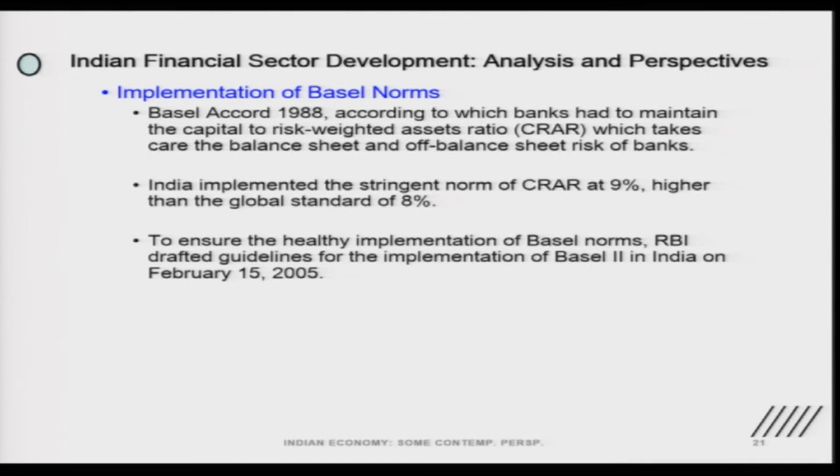RBI drafted the guidelines for the implementation of Basel II. In Basel II, it was a capital adequacy ratio requirement. In Basel II you have three regulation norms, called three pillars. One is the capital adequacy norm, which is almost 8%, similar to Basel I. The second pillar was about supervisory control, which means the central bank should have control; there should be a body to look after it. And the third was market discipline.